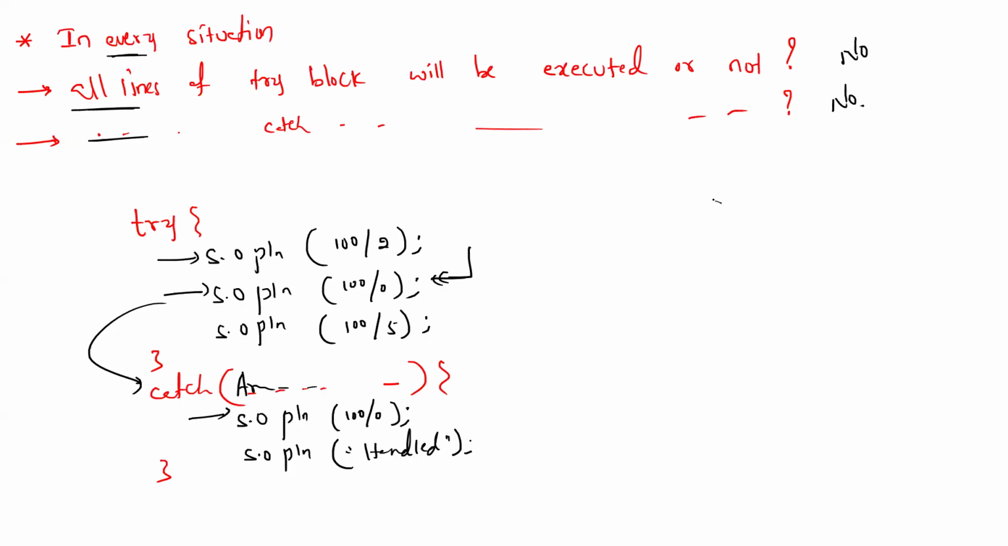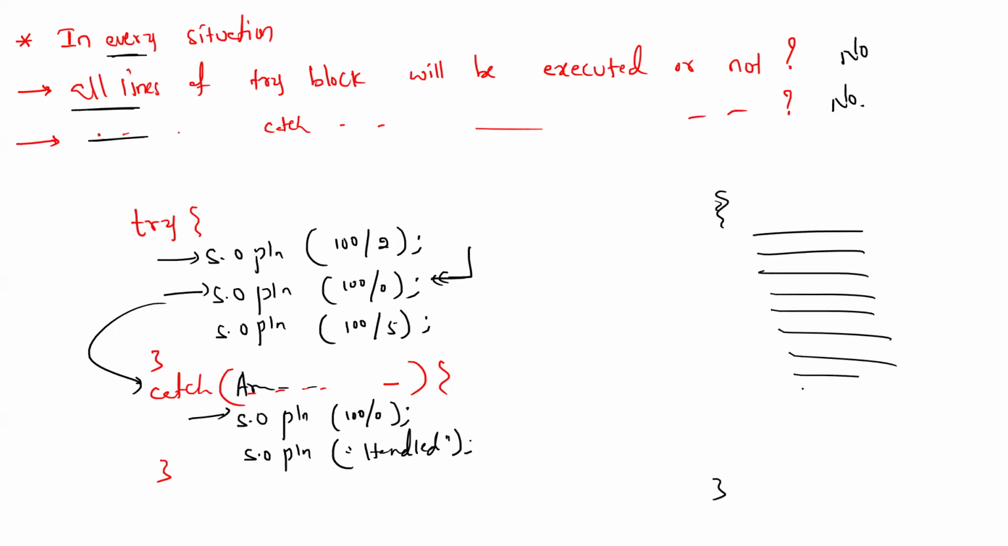If you're writing normal code inside a main method, and somewhere I'm closing this one, is there any guarantee that this line will be executed? No. Previously, any of the previous lines may throw an exception, so therefore the JVM will not reach this point.